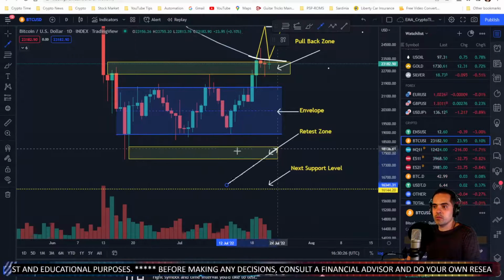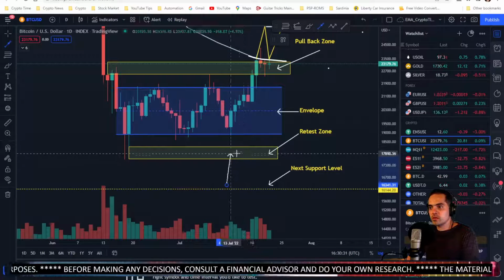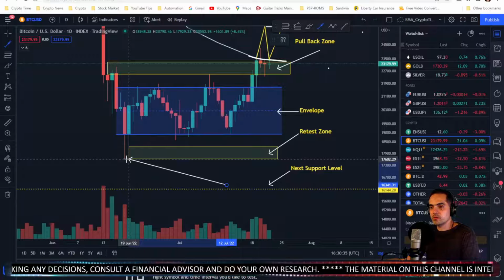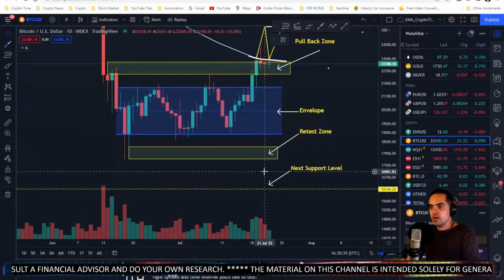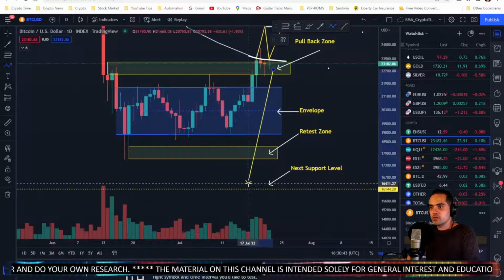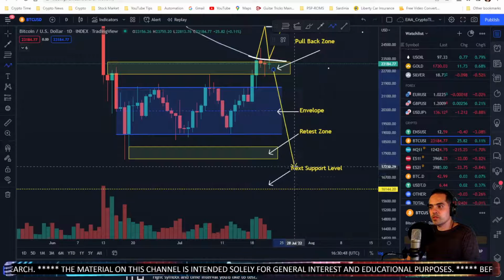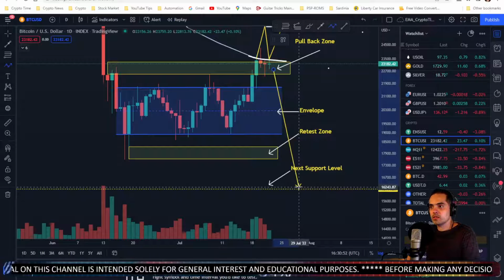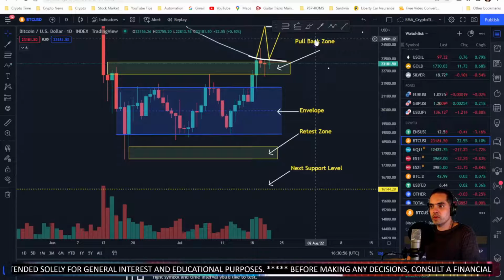This rectangle here. And if we lose this zone, if we lose this bottom, then we would see the price going all the way down to reach the next support level, which is 16K. So that's the next support level.